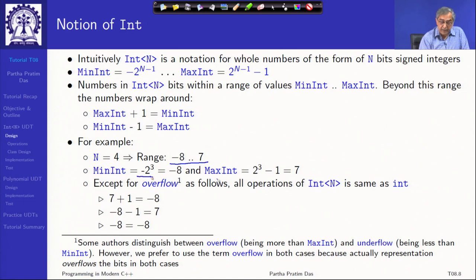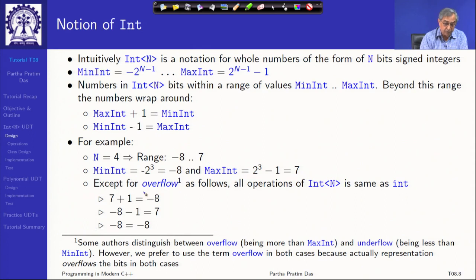This is your min int, this is your max int, and you will have these properties: if you add 1 to 7, it will become minus 8. If you subtract 1 from minus 8, min int, it will become max int, that is 7. And if you take the negation of the min int, that is minus 8, it will be minus 8. These are the properties that you will have to ensure, and keep all your computations bounded within that.